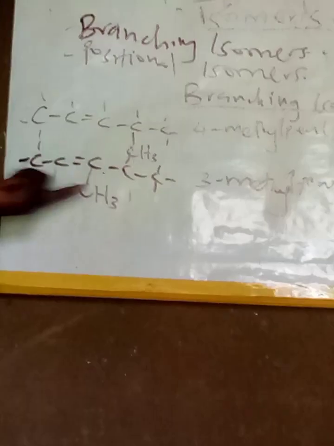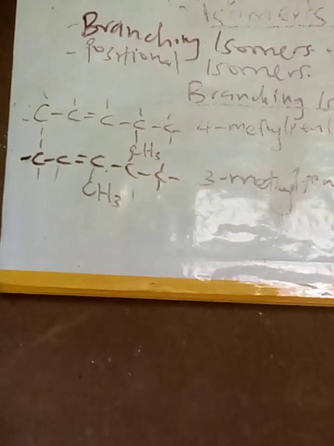But when you write the molecular formula, we look alike. I can also play with this branch here and come and put here. So it will be 2-methylpent-2-ene.